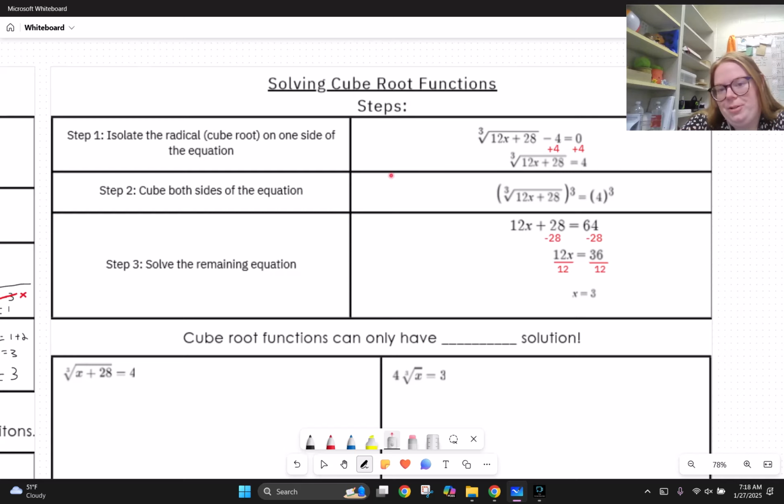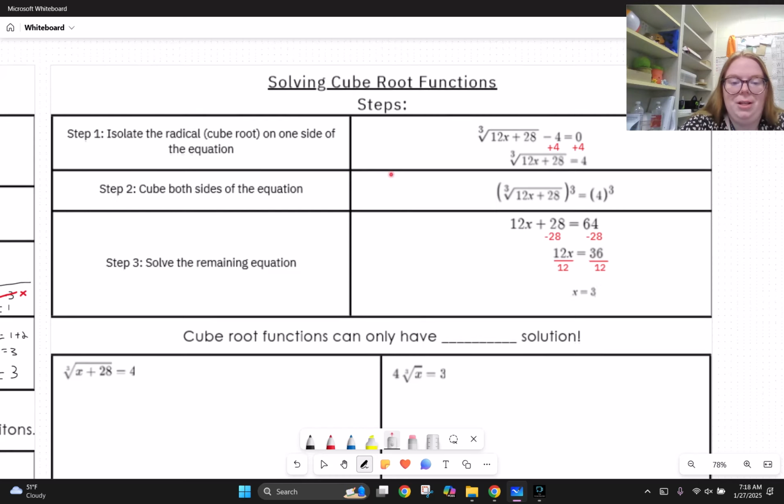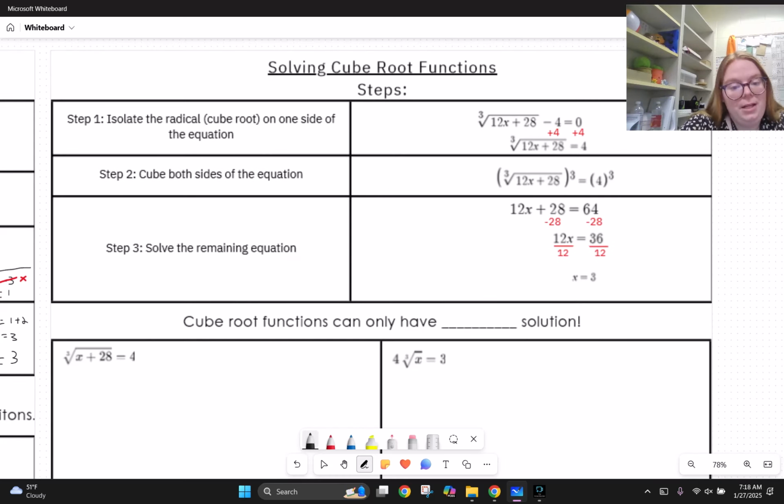Okay, so cube roots are pretty much the exact same. The only difference is instead of squaring both sides of the equation, you're going to cube both sides of the equation. The other difference, sorry, there's two differences, not one difference. The other difference is that luckily cube roots can only ever have one solution.